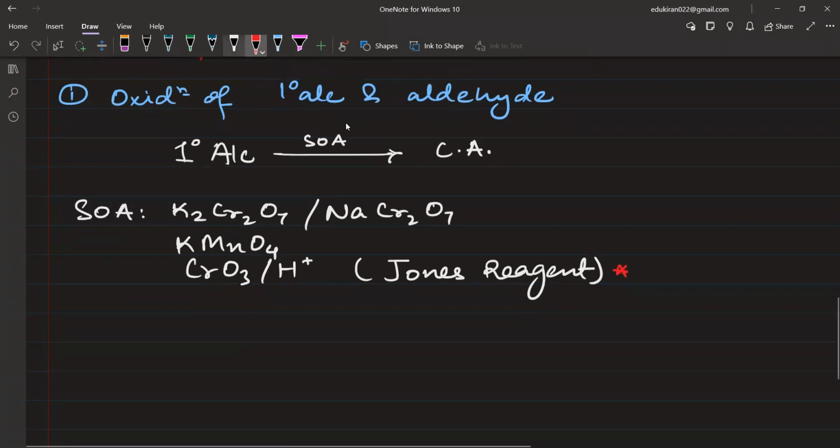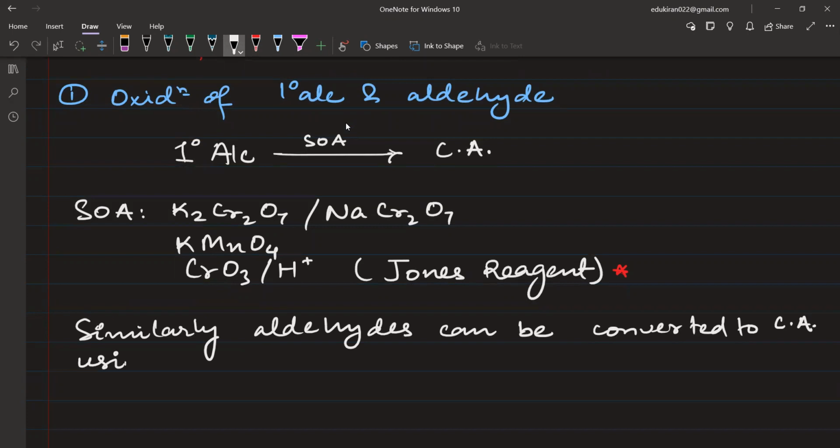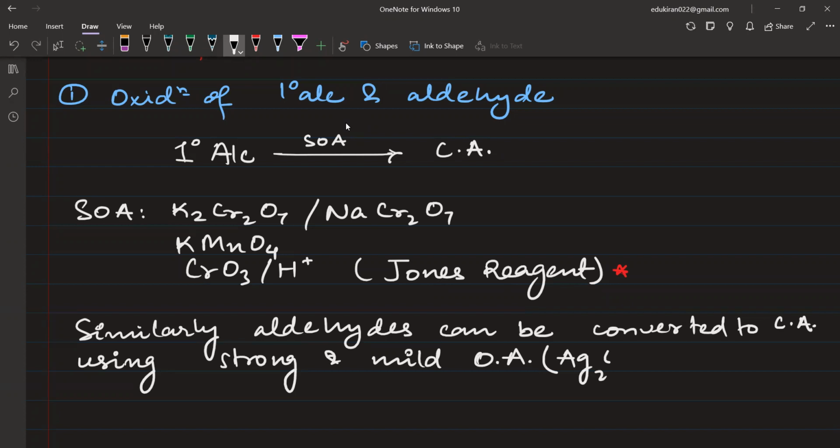Right, next. Similarly, aldehydes can be converted to carboxylic acid using strong and mild oxidizing agents. One example of mild oxidizing agent that you can write is Ag2O.